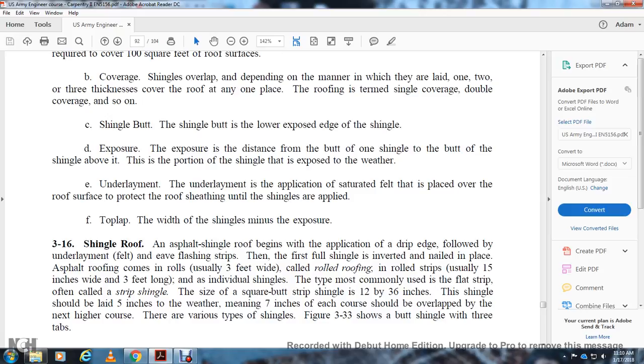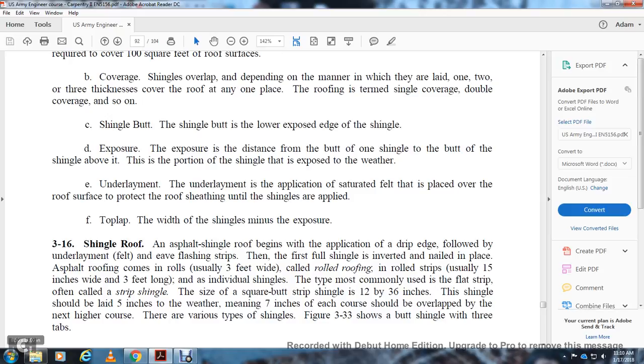calling the rolled roof. The rolled strip, usually 15 inches wide, 3 feet long. Individual shingle, the most commonly used with this flat strip, they're often called strip shingles. Size of the square butt strip shingle is about 12 by 36 inches.